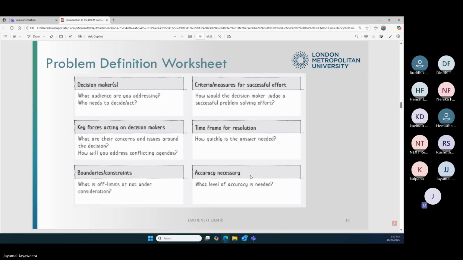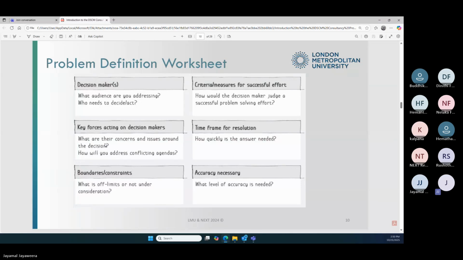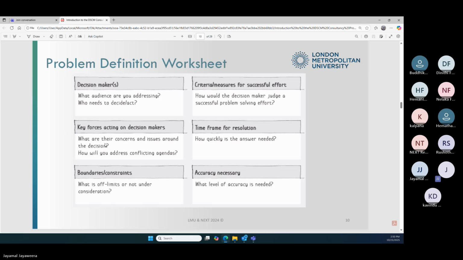What are the key forces acting on decision makers? What are the concerns and issues around the decisions that these guys face? Let's say, for example, in the case of the warehouse bringing in stocks, what are the decisions that the warehouse manager can take, and what are the constraints that the warehouse manager has in making these decisions? Are there any constraints? Are people not listening to him? Is there a communication gap? So the key forces acting on the decision makers are very important.